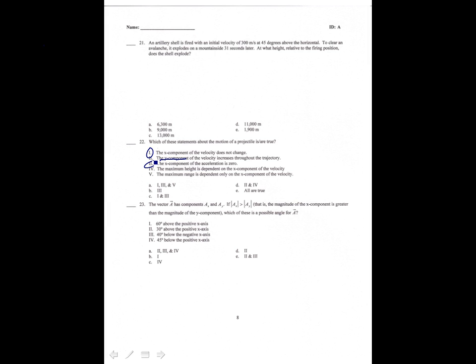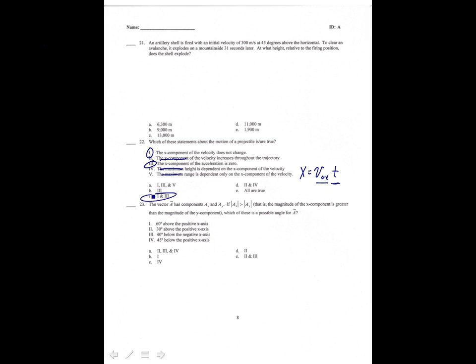The maximum height is dependent on the x component of the velocity. That's not really true at all. The maximum height is only dependent upon the y component of the velocity. And the maximum range is dependent on only the x component of the velocity, where x is equal to v naught x t. So it is true that x is dependent upon v naught x, but it is also dependent upon t, which is a function of your y motion. So that's not true. So the answer is 1 and 3.